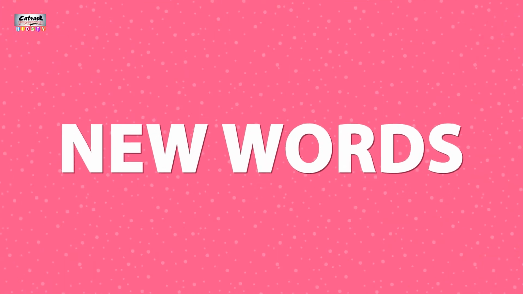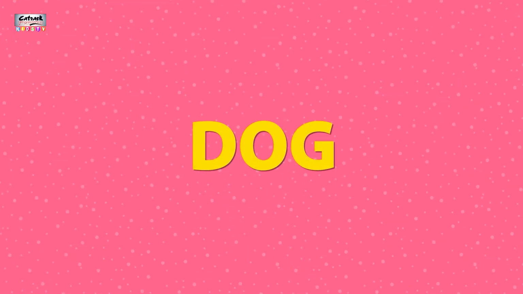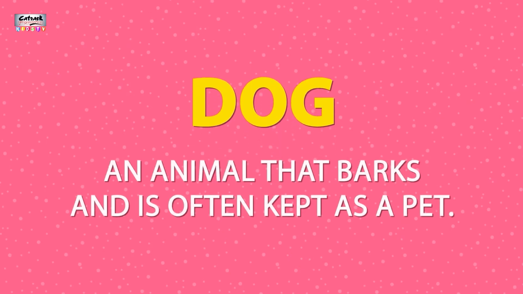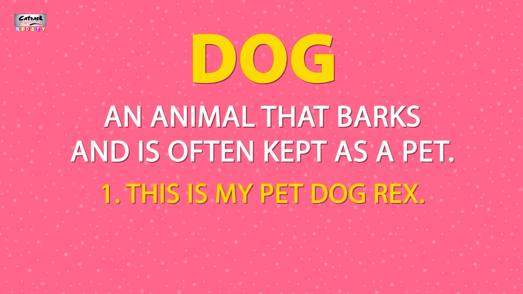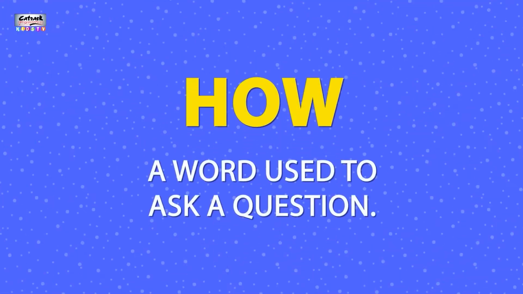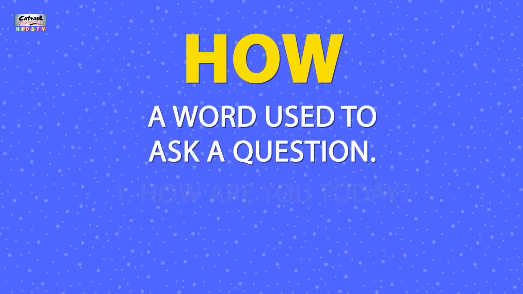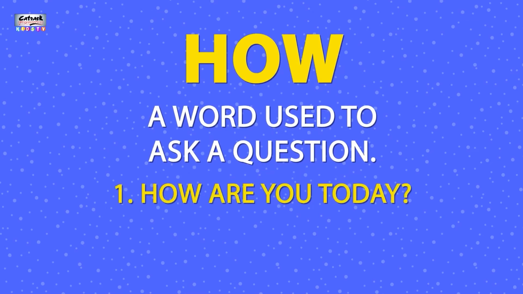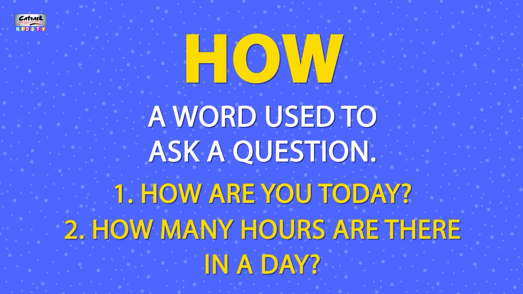Now let's know new words. Dog. An animal that barks and is often kept as a pet. Example sentences. Number 1. This is my pet dog, Rex. Number 2. That dog is very big in size. How. A word used to ask a question. Example sentences. Number 1. How are you today? Number 2. How many hours are there in a day?